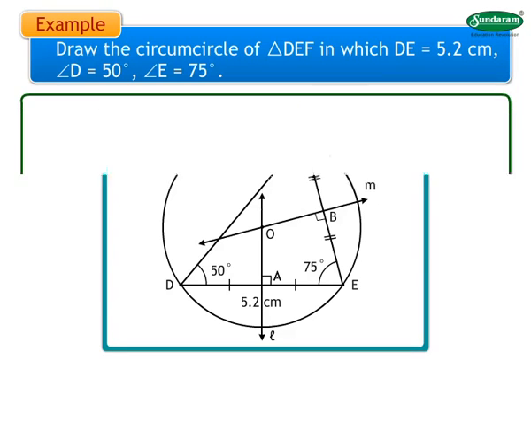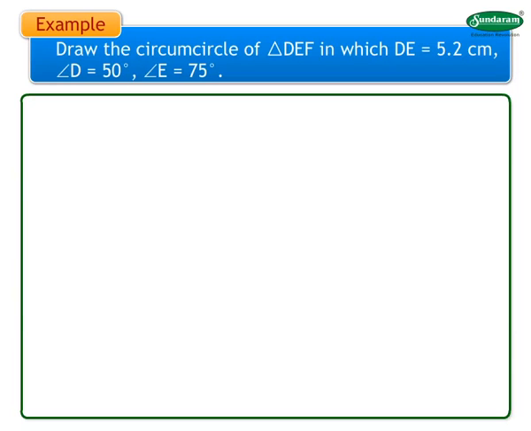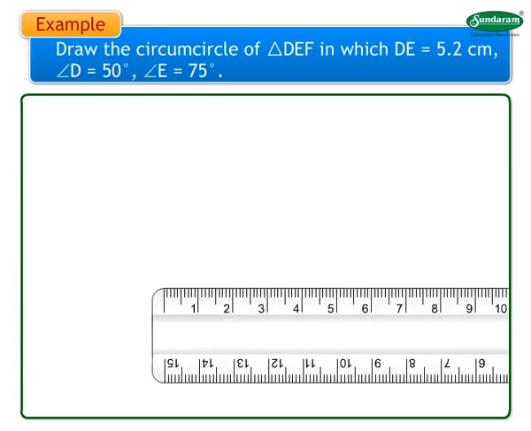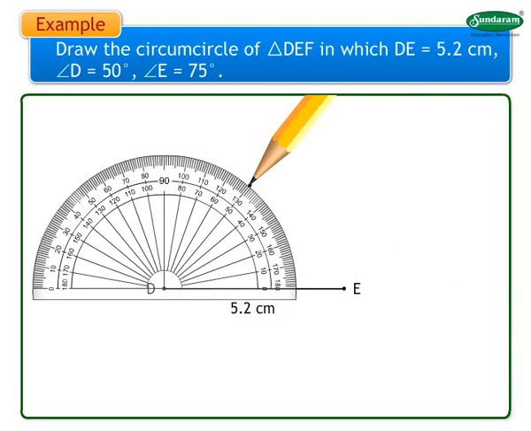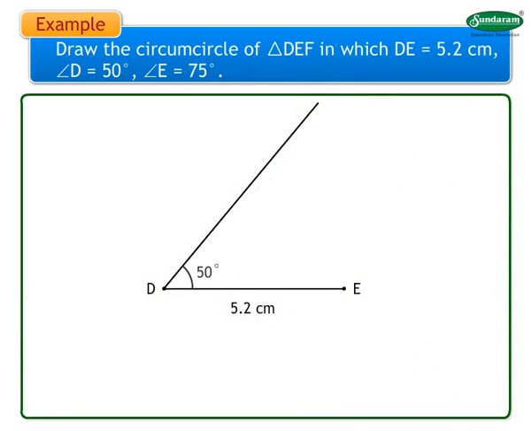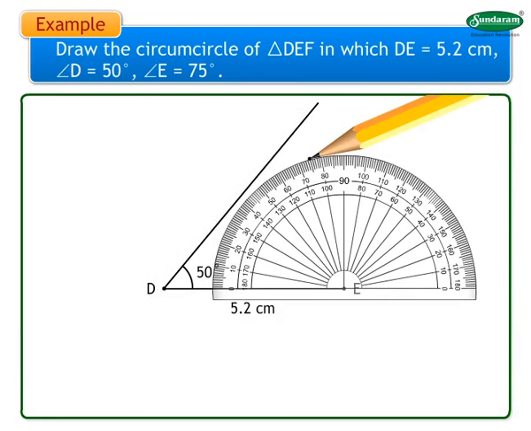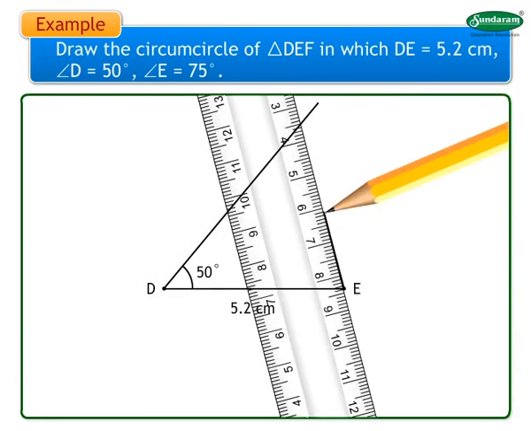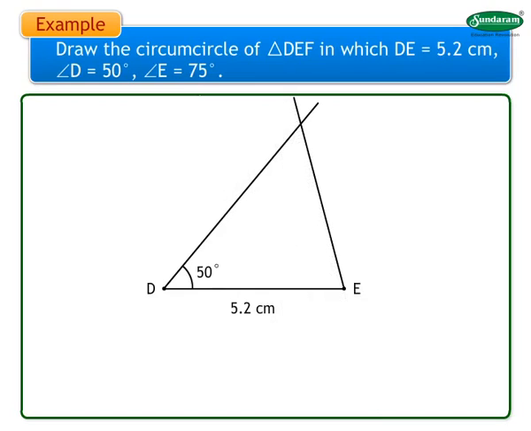Now let's look at the construction. First draw segment DE of length 5.2 centimeters. Measure 50 degrees from point D and draw a ray. Now measure 75 degrees from point E and draw a ray. Now mark the point of intersection as F. Thus, we get the required triangle DEF.